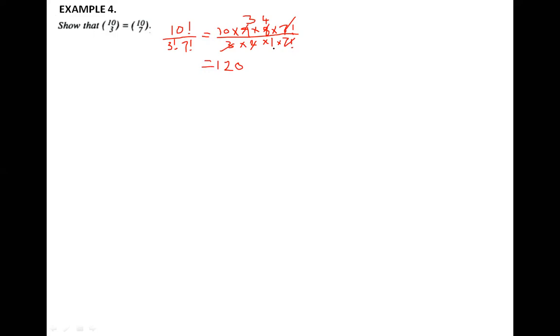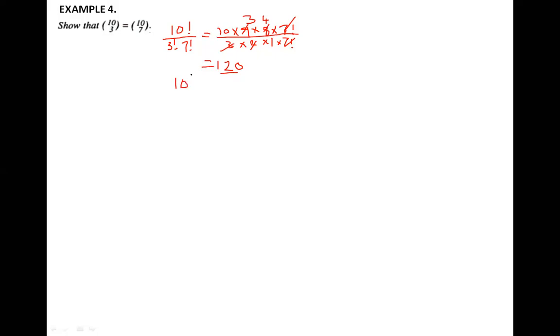Okay. So we proceed. So this is 120. So in short, 10 choose 3 is 120. They have asked us to show that 10 choose 3 is equal to 10 choose 7. So let us also find 10 choose 7 here.